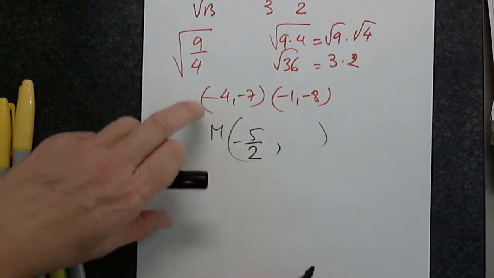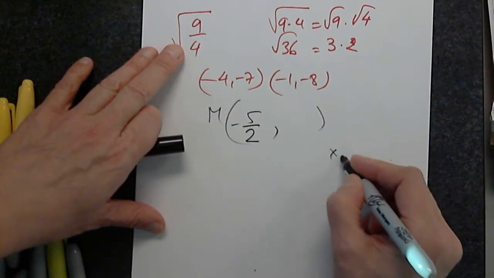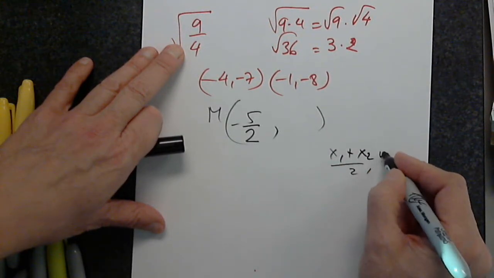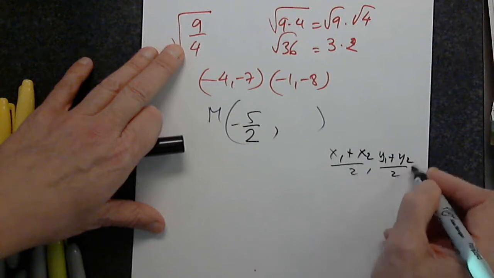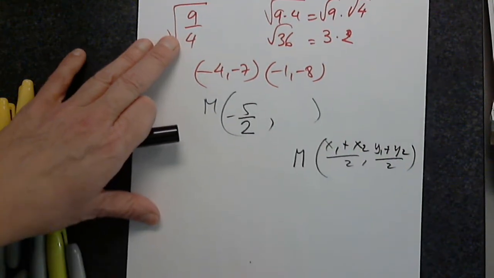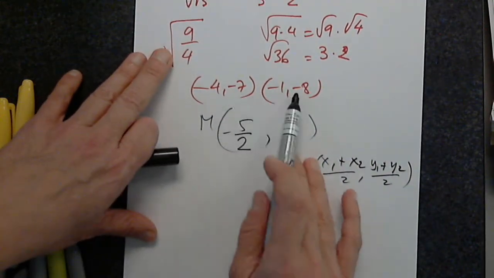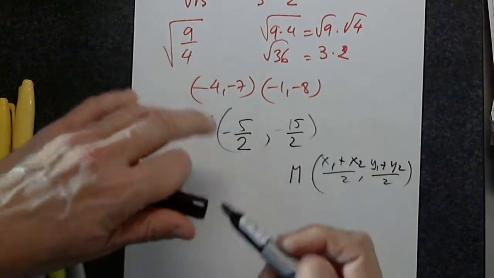Can you write the formula? Yes, it's the average of x's, x1 plus x2 over 2, and y1 plus y2 over 2. Sure. So then we add the y value, so this is negative 15 divided by 2.